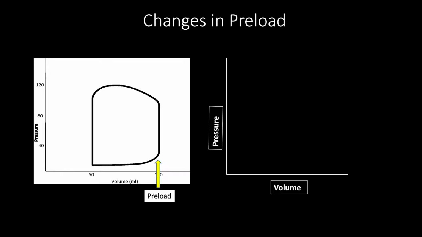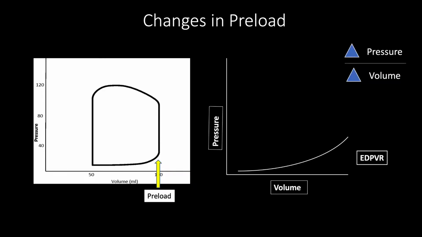Now I want to show you this graph one more time. There is a relationship between pressure and volume that looks like this. That is called the end diastolic pressure-volume relationship, and it shows you the change in pressure over the change of volume for the left ventricle when the left ventricle is relaxed. Preload is just right here where you end it, and you can imagine that if you have more preload, it'll be right here, and if you have less preload, it'll be right here.